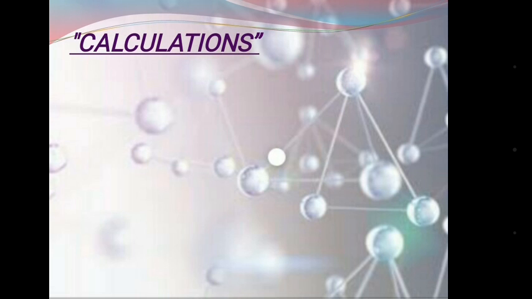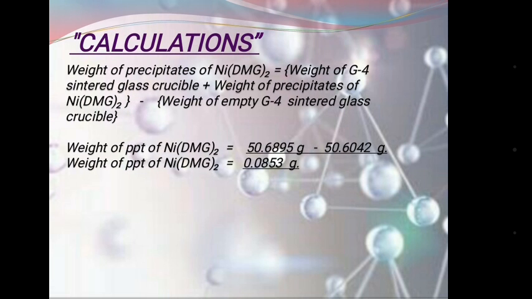Now this is how we do the calculation. Weight of precipitate of nickel DMG complex is equal to the weight of the G4 sintered glass crucible plus the weight of precipitate of nickel DMG complex, from which we subtract the weight of the empty G4 sintered glass crucible. By putting all these values, we get the weight of precipitate of nickel dimethylglyoxime complex, which is 0.0853 gram.